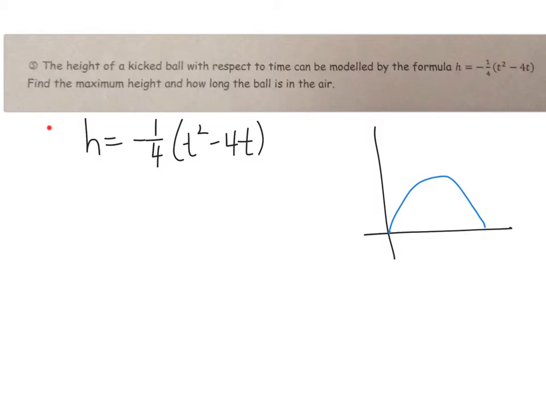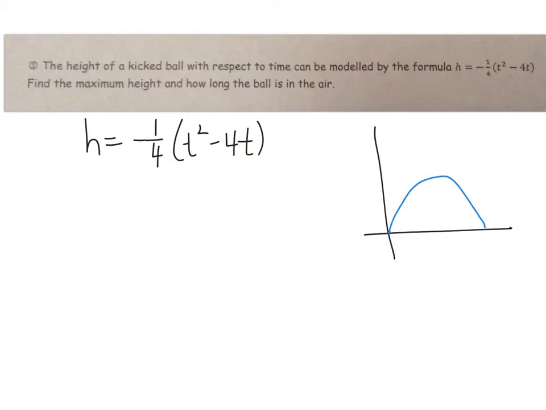Okay, so I have a formula here, -1/4 times t squared minus 4t. The question is asking me to find the maximum height and how long the ball is in the air. So I'm going to use this because if you think about any formula like this, you're going to have a parabola going up and coming down. It's going to start somewhere and it's going to finish somewhere. So if you think about the particular ball, it starts in the ground, it goes up in the air to its maximum height, and then comes down over time.